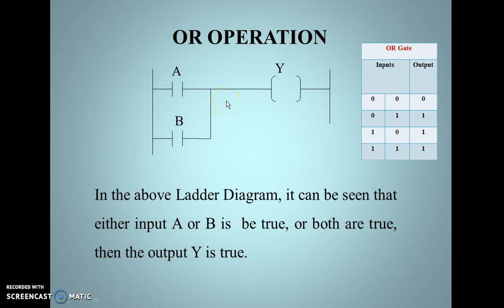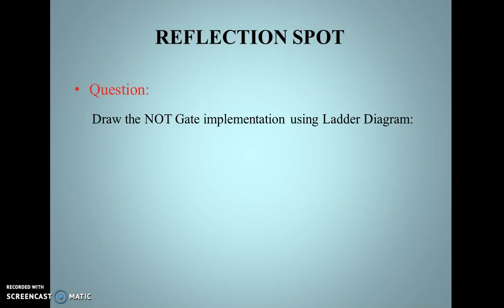Having understood the operation and implementation of AND and OR operation, let's have the next reflection question. Can you think of implementation of NOT gate using ladder diagram? Just think about it, try to draw, try to implement it. You can take a pause and solve the problem.